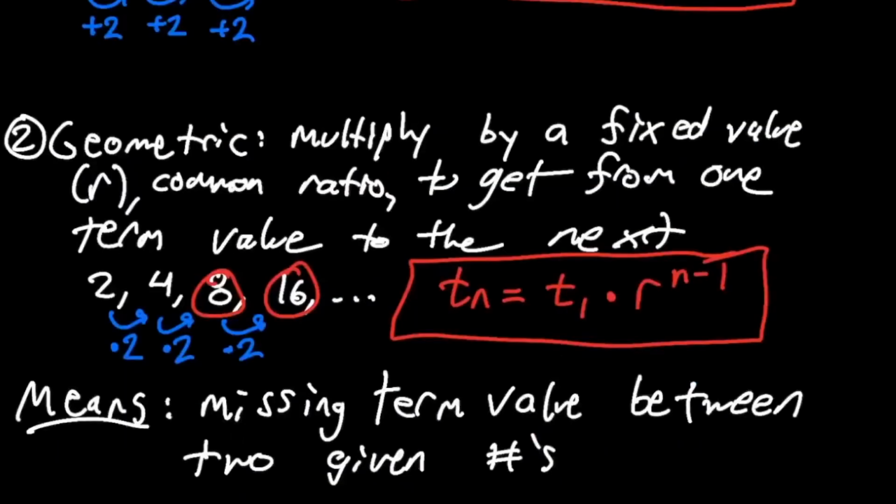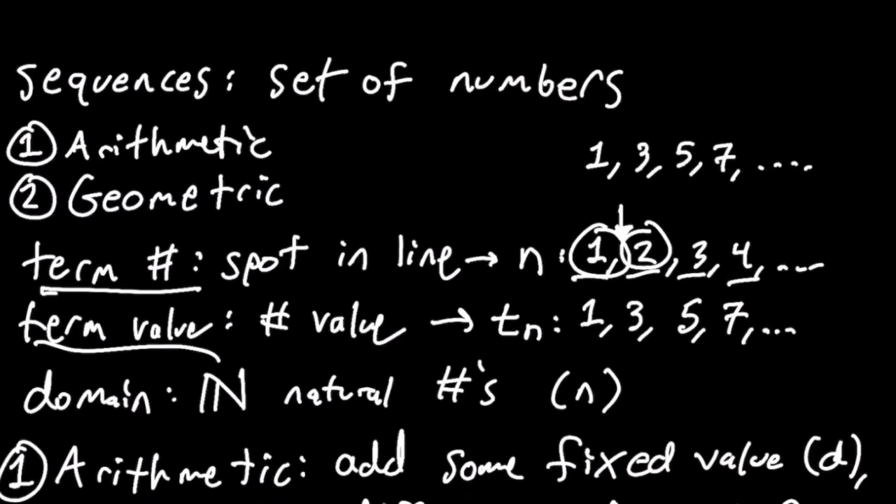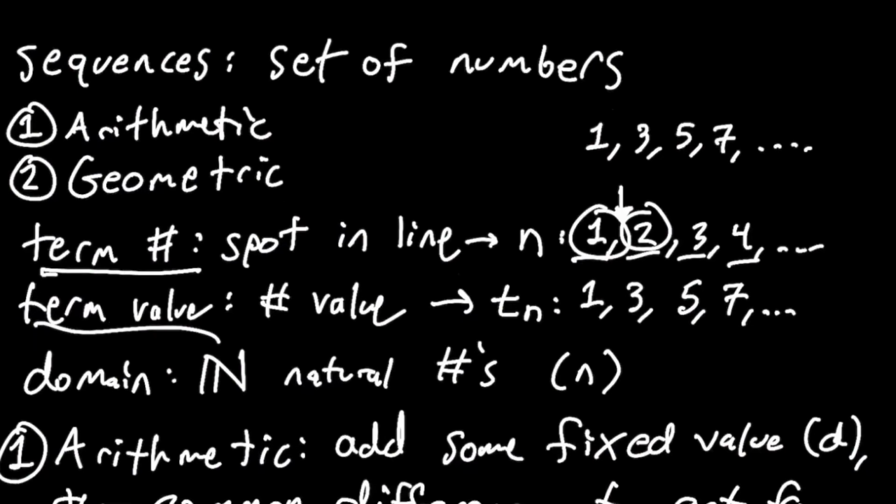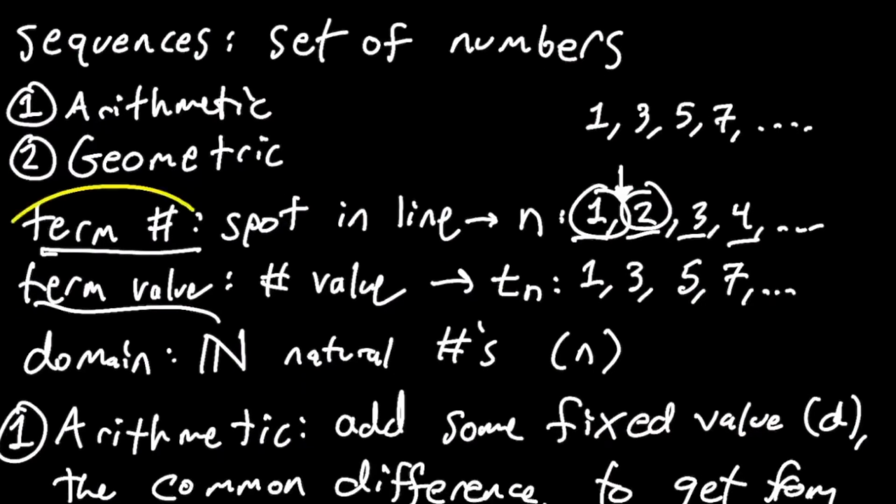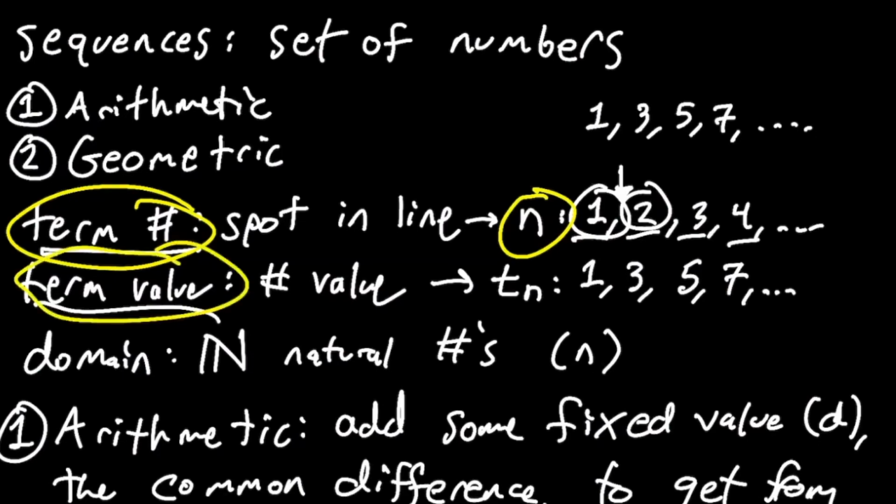So a quick recap, we did a recap on sequences in this video. First, we learned about what terminology we use for sequences. The term number is the value n, in other words, the position in line that we have for our number that we're talking about. The term value is the actual value of that number itself, t sub n. So the second position in line, we have 3 in this case.